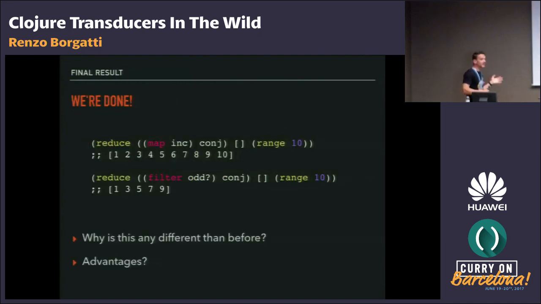Final step, we are done. With those two definitions, we place them in reduce, and we can use it as before. So we have a mapping increment on range of 10, and filter odd on range of 10, and they work exactly as before. So what's the difference?